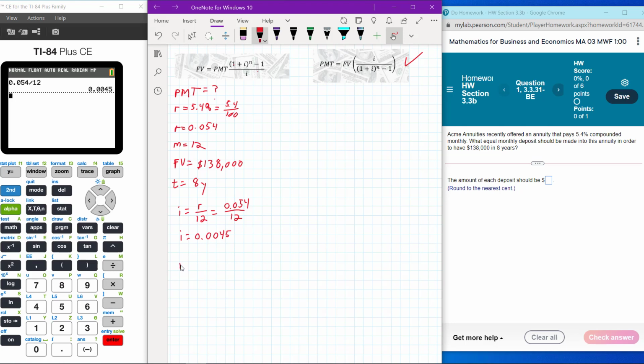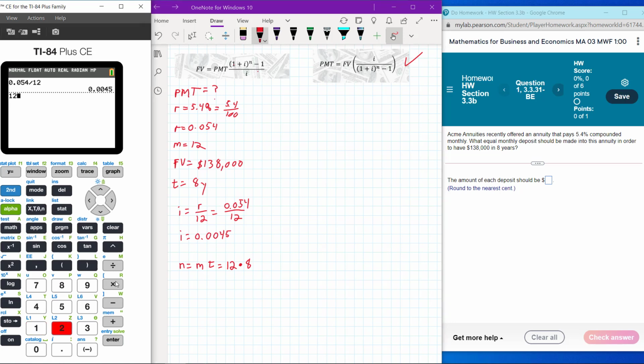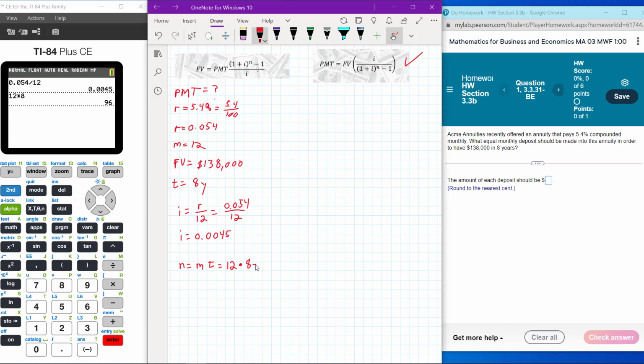And then N is the total number of payments, which is the number of payments per year, M, times the number of years, T. M is 12, T happens to be 8, and 12 times 8 is 96. Now we know everything we need to figure out our payment.